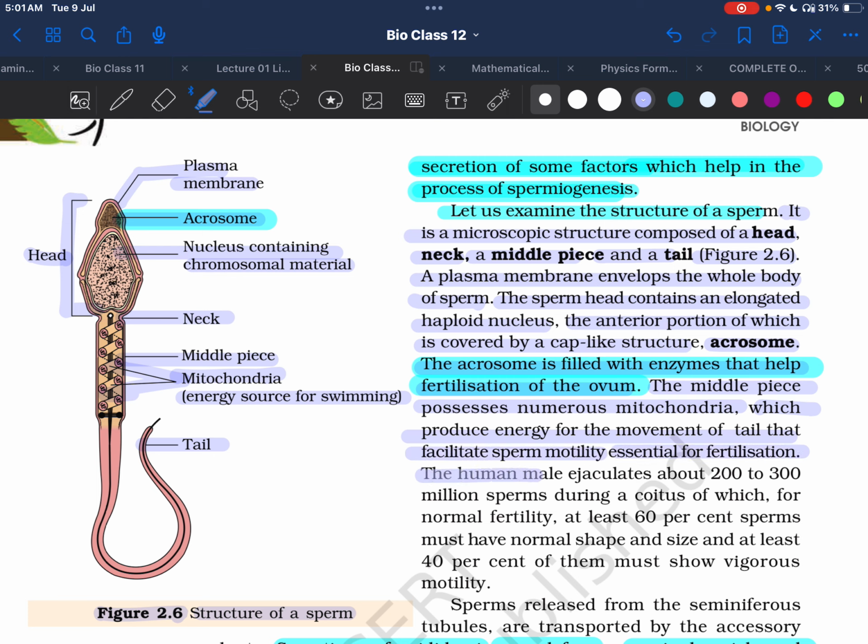fertilization. The human male ejaculates about 200 to 300 million sperms during a coitus, of which, for normal fertility, at least 60% sperms must have normal shape and size, and at least 40% of them must show vigorous motility.